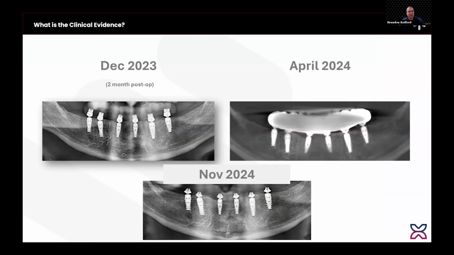But here in December 2023, you see a 2-month post-op, so that must mean that I did this surgery in October. In April, we delivered the zirconia prostheses of April of 2024. And then in November 2024, we remove the prosthesis, we do our cleaning, and put the prosthesis back in place. But you can just see how the bony contours really aren't changing.